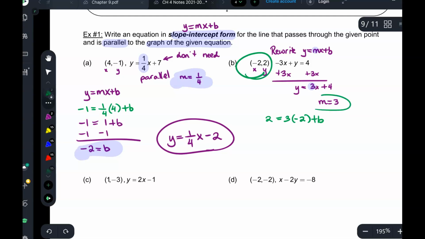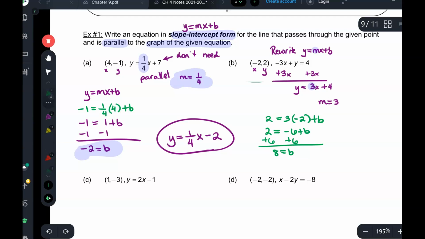We're using this point and substituting it into the equation. So we have 2 equals negative 6 plus b, and then you add 6 on both sides. Good, then it's 8 equals b. Now we put together the information: y equals 3x plus the b, which is 8. And Eitan, you said y equals 3x plus 8.